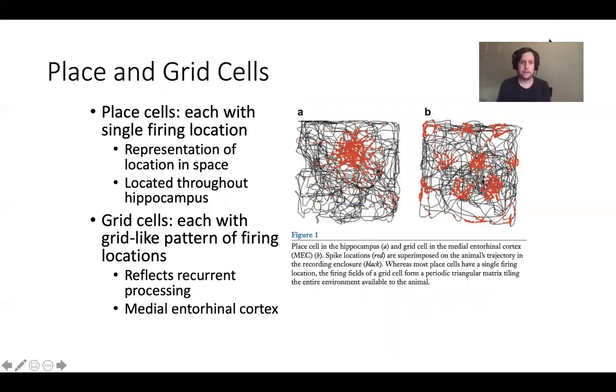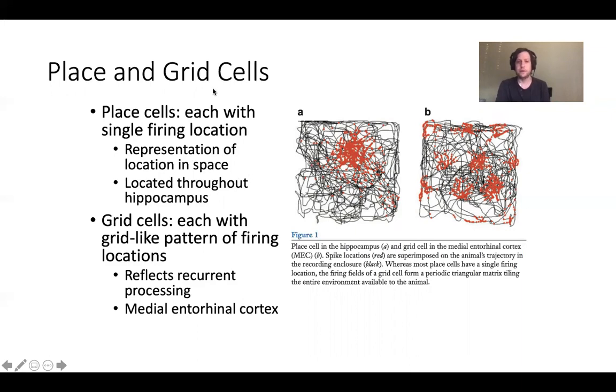Some of the evidence that these regions of the brain, the hippocampus and the entorhinal cortex, these regions of the medial temporal lobe, are important for using contextual information, particularly spatial information, and forming long-term memories, comes from research on specific types of neurons that are found in the medial temporal lobe, especially in the hippocampus and also in the entorhinal cortex, where these two regions are found primarily.